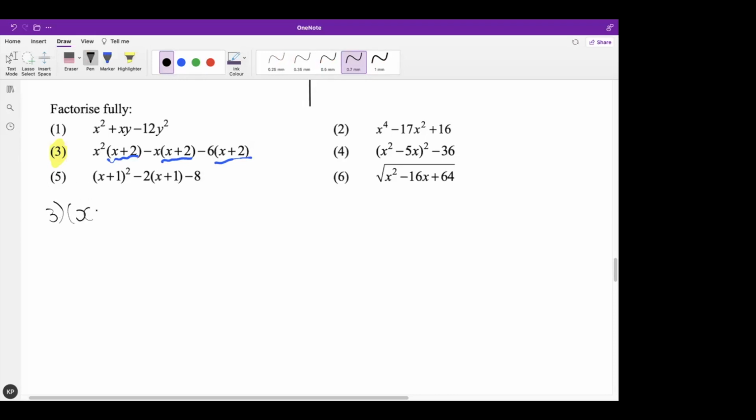If I take out x plus 2, what is left for my first term? You guys need to have more confidence and answer when I ask, not after. I know you guys know the answers. What's left for my first one? X squared. That's true. For my second term, what's left for my second term? Negative x. Nice. And for my last term, over here, minus 6. Have we factorized this fully?